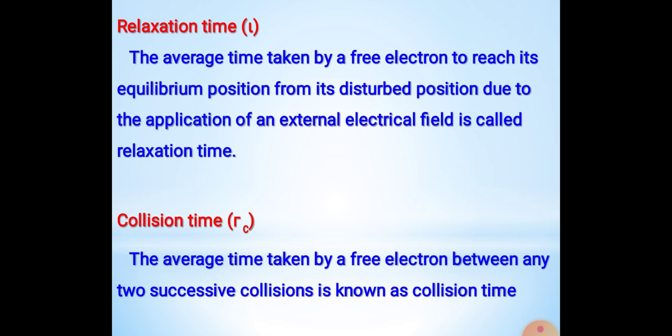Then we can move on to the first one, relaxation time. Relaxation means it will be in the equilibrium position, the relaxed position. So when an electric field is applied to these electrons, they will move towards the positive terminal. That is called the disturbed position. From the disturbed position, it will move back to its equilibrium position. For that, it takes some time. That time is called relaxation time.